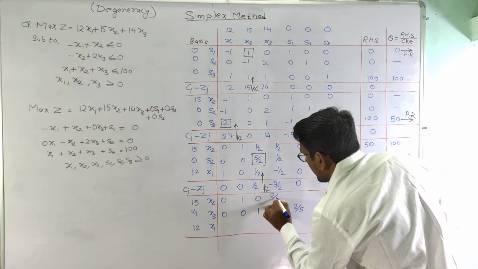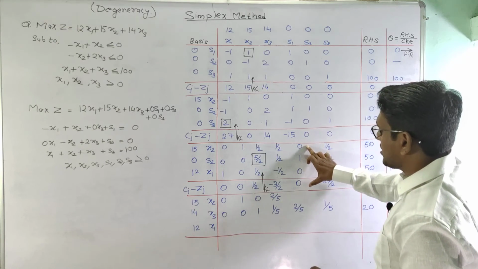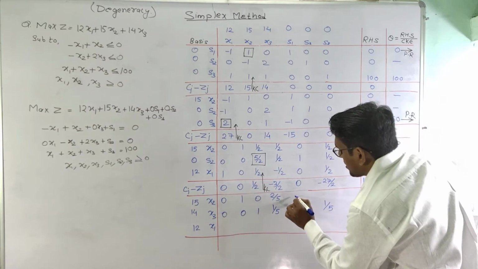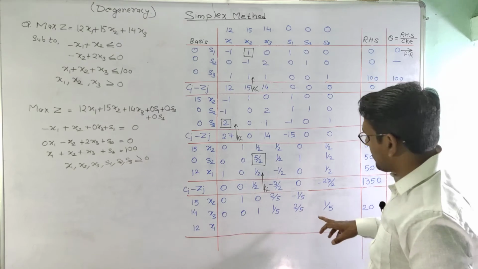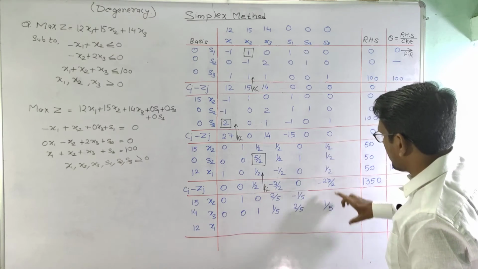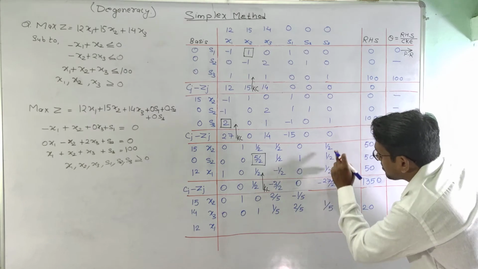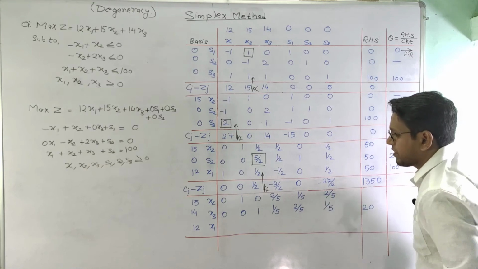This will be 2/5. Similarly, 0 minus 1/2 times this will be minus 1/5. Okay, minus 1/5. 1/2 minus 1/2 times of 1/5 will be given as 2/5.